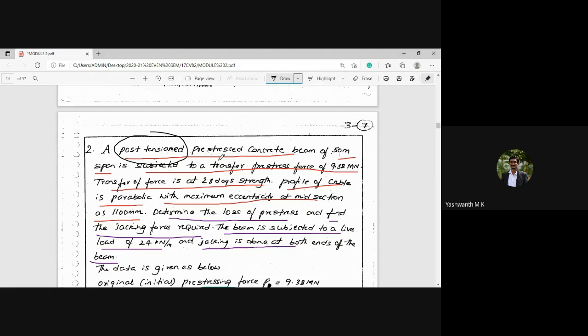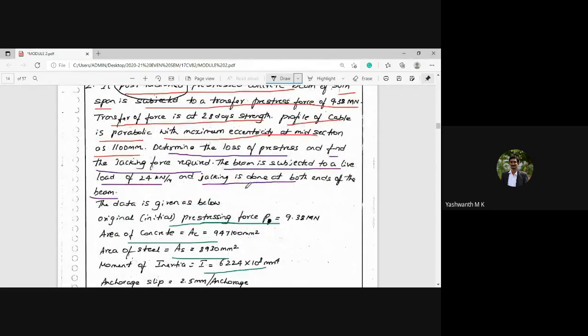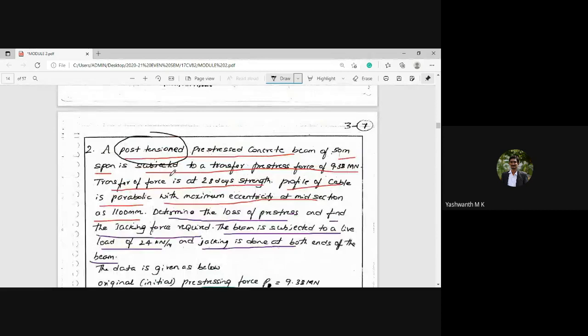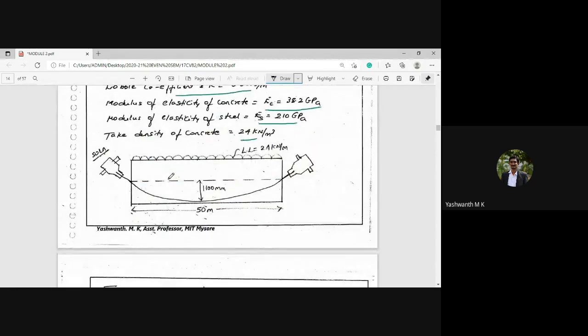So let me proceed with the problem. Let me show how to calculate the loss of pre-stress for this particular post-tension PSC beam. Let me draw the diagram. As it states, it is a 50-meter span beam. It is a longitudinal section, and this will be the central axis. Till now we have not come across the load. Now please observe, it has been subjected to a live load of 24 kilonewton per meter. Another thing is that it has been tensioned at both ends by a hydraulic jack. That means the jacking force will be applied at both ends.